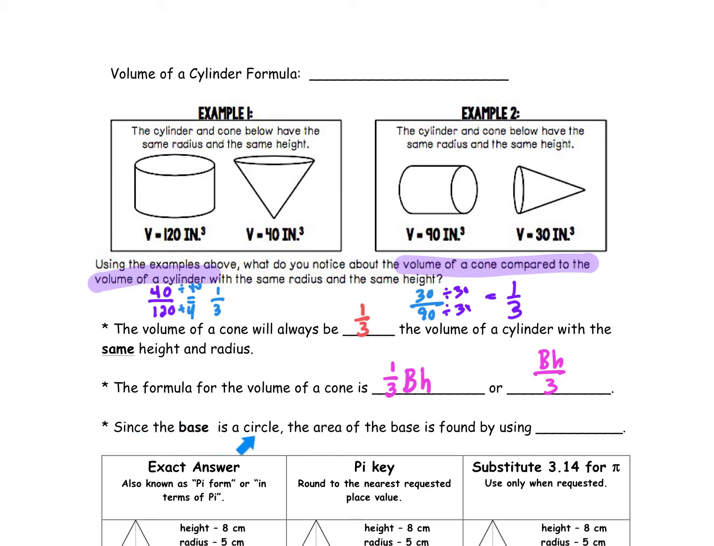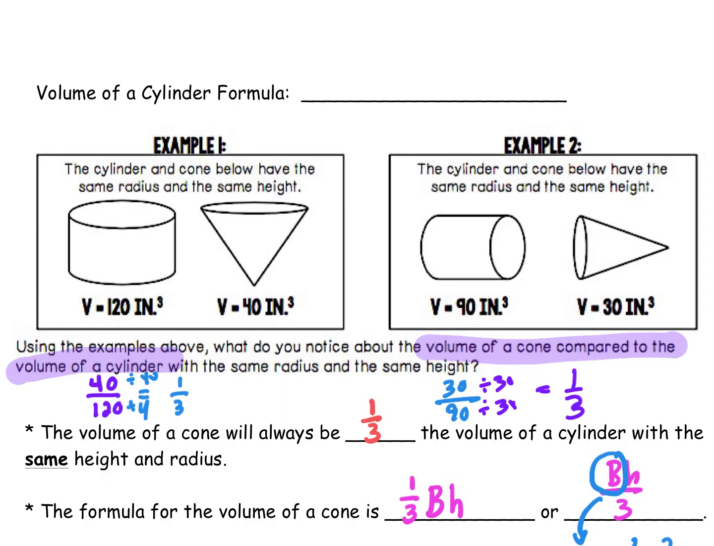And since the base is a circle, the area of the base is found by using pi r squared. Pi times r squared. Now recall, the big B is talking about the area of the base, and because we're working with a cone, the base is a circle. So the traditional way to write the volume of a cone is V for volume equals 1/3 times pi r squared, there's the circle, times height.